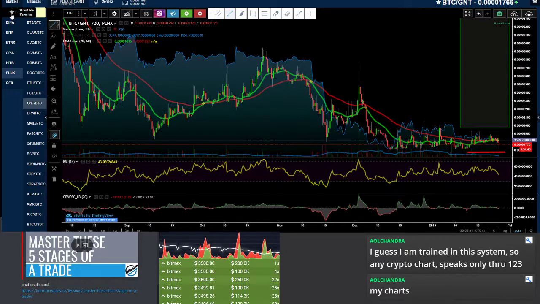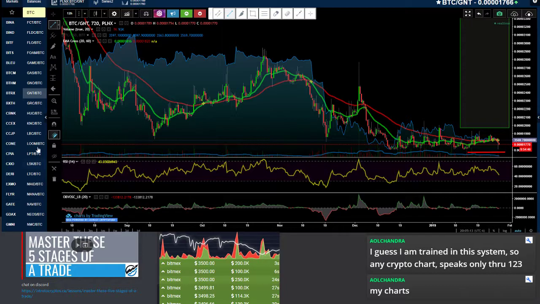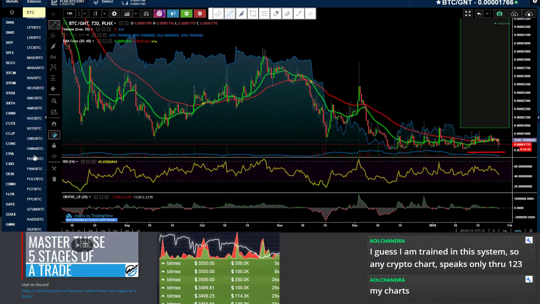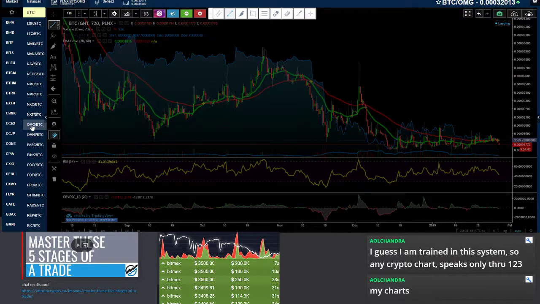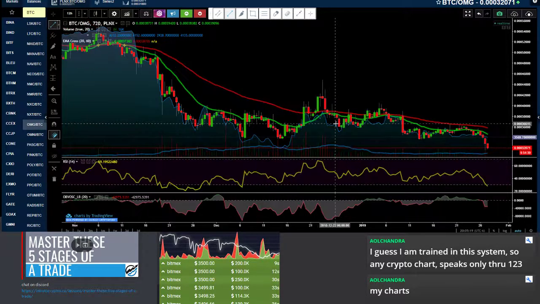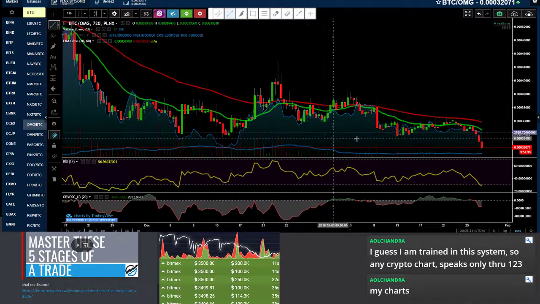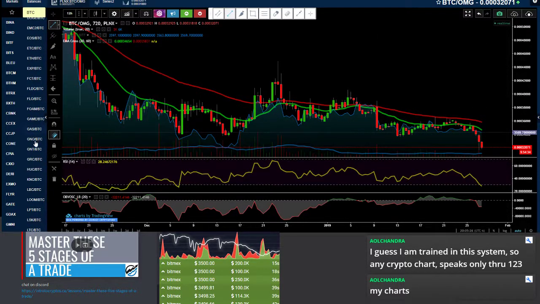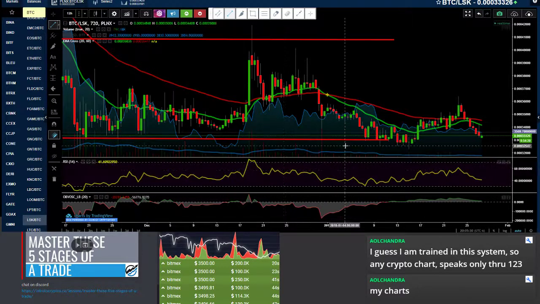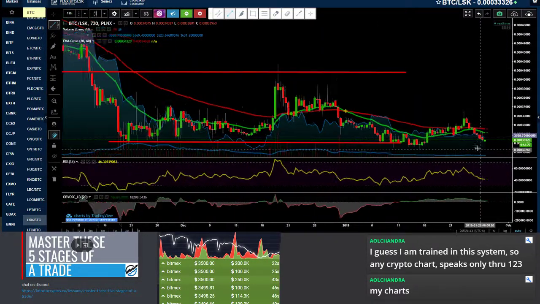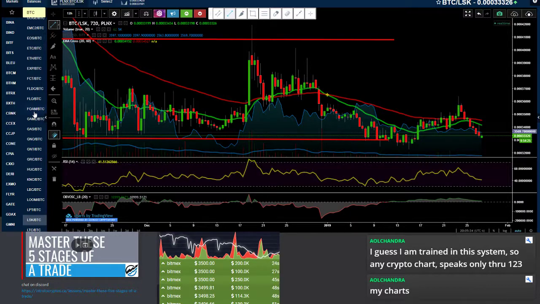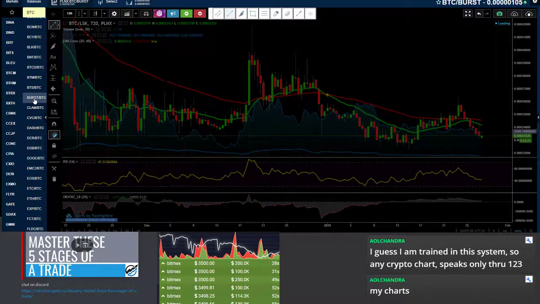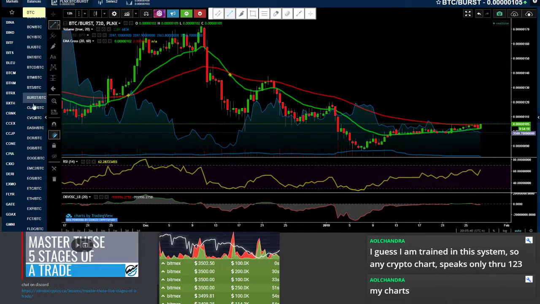The thing I'm worried about is charts like OMG. It actually has come down to brand new lows. So that's worrying to see any of them come down to new lows. How about Lisk? Did you break to new lows yet? No, you're resisting. You're holding right at the edge. And if they hold at the edge, that's all good. But if they start breaking to new lows, if Burst is breaking to new lows, no, that's good.